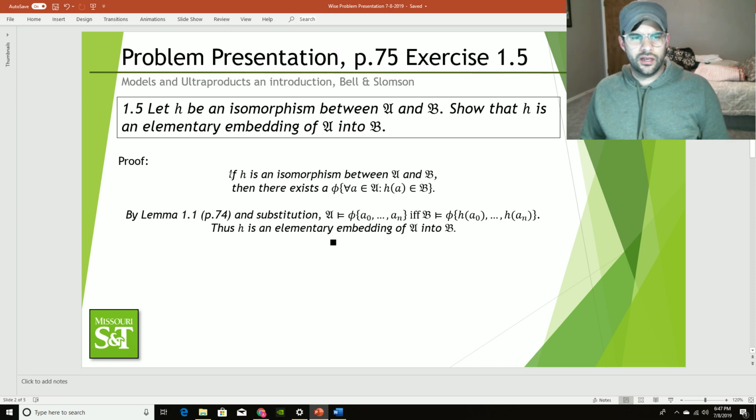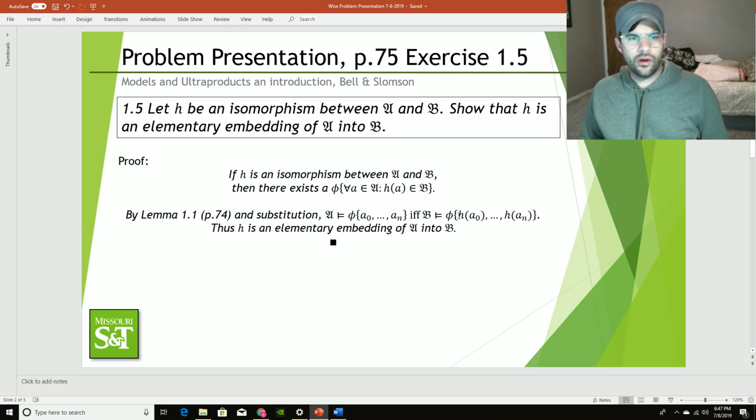The first part is: H is an isomorphism between U and B, which is what is given, so there exists a phi for all the a's in U such that H of a is in B. That's basically saying that this formula phi, you take all of the a's, a0 all the way to an, and map them into B through this isomorphism, which is one-to-one and onto, and you get this result, H of a, which is a value in B.